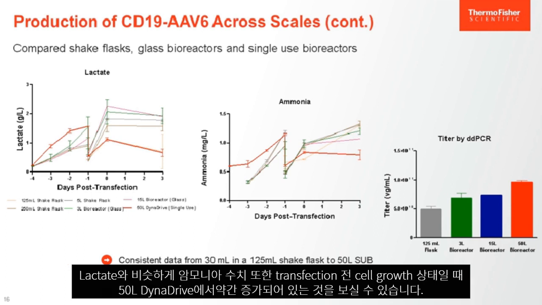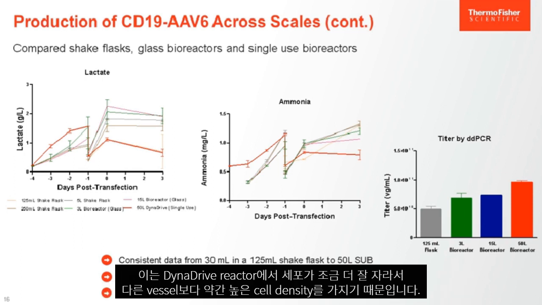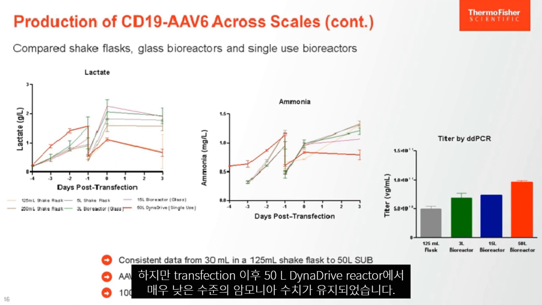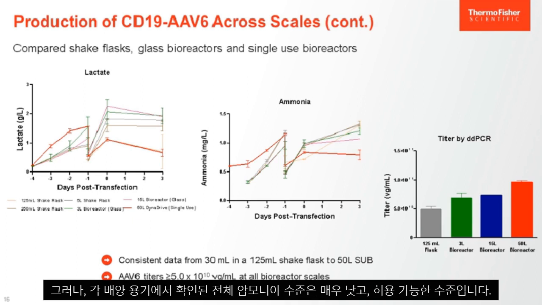Similarly, the ammonia levels. Once again, I think if you look at both the lactate and ammonia at that first portion of the cells being grown up for transfection, day -4 to day -1, they're a bit higher, again, because the cell density was a bit higher from the superior growth in the DynaDrive reactors. But then post-transfection, once again, the ammonia levels stayed very low in the 50-liter DynaDrive reactor, but again, all well within range and tolerably low levels of ammonia across all of the different vessels.